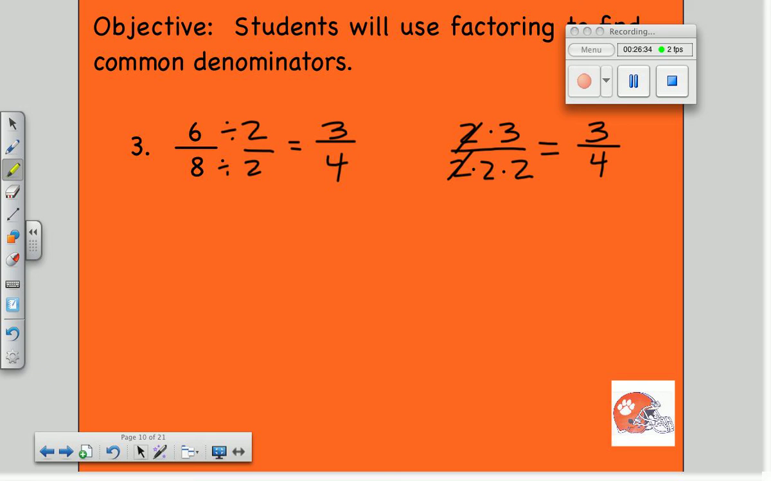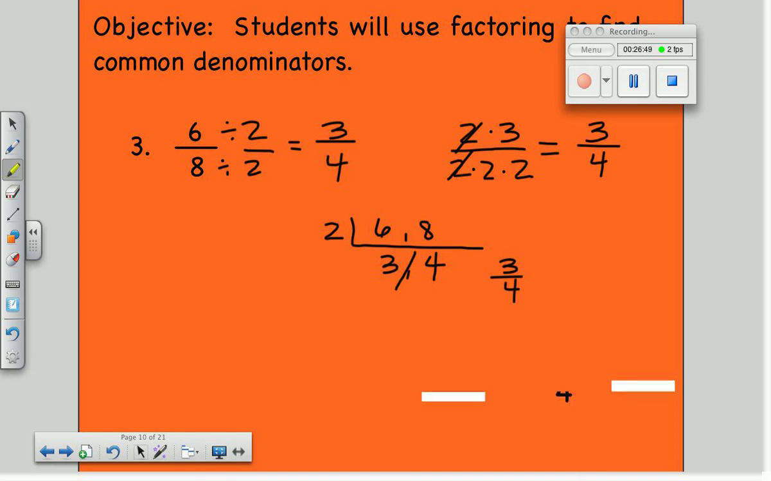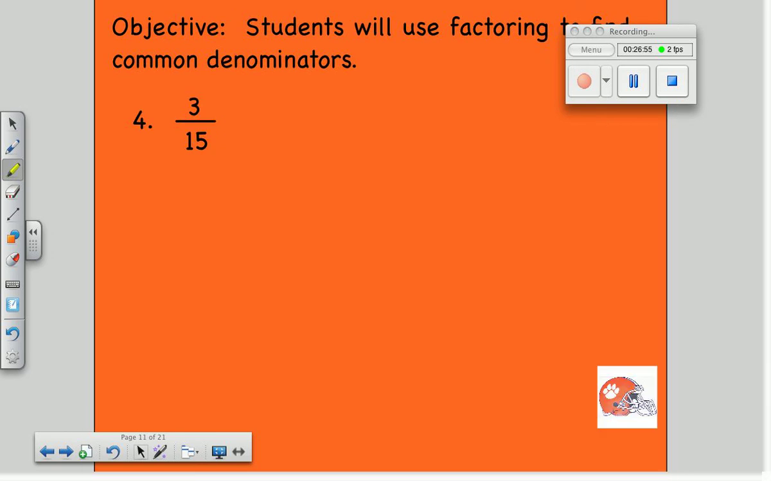Okay? The upside down division, a number that goes into 6 and 8 is 2. That's 3 and 4. And there aren't any other numbers that go into 3 and 4. So 3/4 is the final answer. All three ways again. You choose which one works for you and do it your way. 3/15. Divide by 3, divide by 3. 3 divided by 3 is 1, 15 divided by 3 is 5, 1/5.